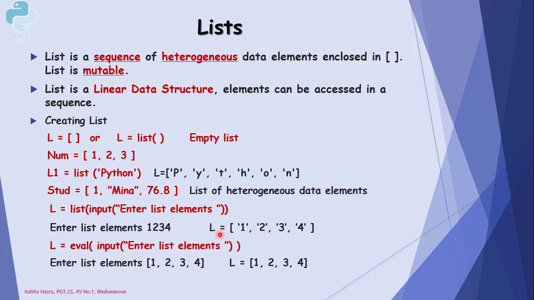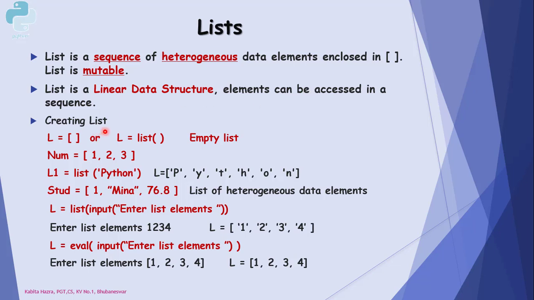Let us now briefly discuss lists. A list is a sequence of heterogeneous data elements enclosed within a pair of square brackets. A list is a mutable data type. That means the elements can be changed, or the value of the elements can be changed. It is a linear data structure where elements can be accessed sequentially using their index.